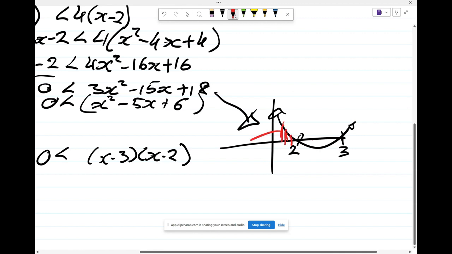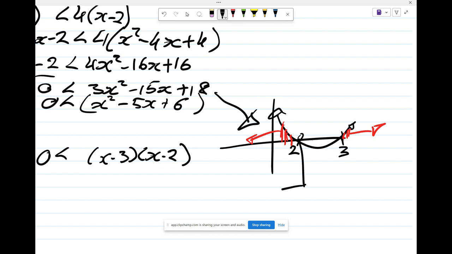So everything this side and everything stretching off to infinity this way. And what does that mean for x? Well, that means that x is going to be to the left of 2 here, because 2 is where x was 0. So everything left of 2, it's going to be x less than 2. And everything to the right of 3 is going to be x greater than 3.